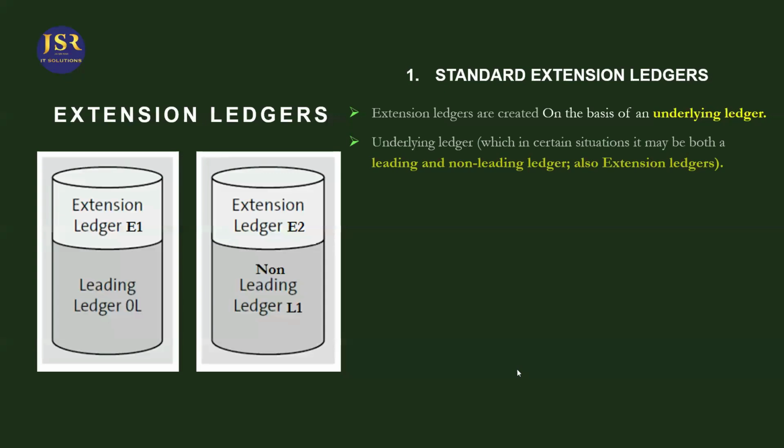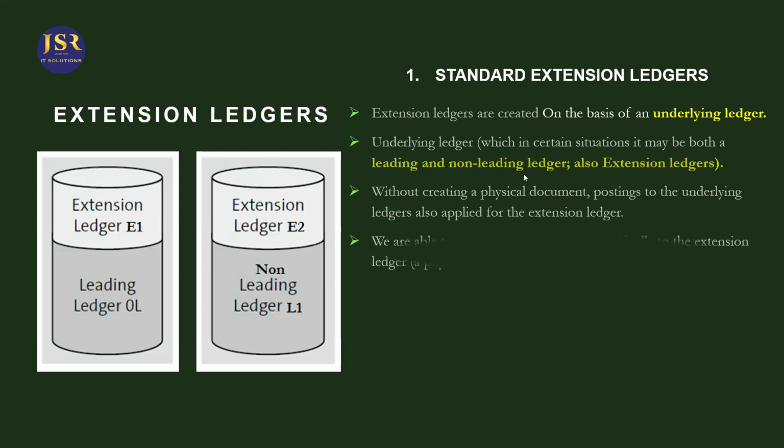Standard extension ledgers are created on the basis of an underlying ledger, as I just showed you. The underlying ledger, depending on the situation, can be a leading or non-leading ledger. I can create both. Without creating a physical document, postings of the underlying ledger are applied to the extension ledger. I have shown you the example. With common postings, no physical document will be created for the extension ledger. When you post adjustment entries specifically in the extension ledger, yes, happily post; at that time a physical document will be created.